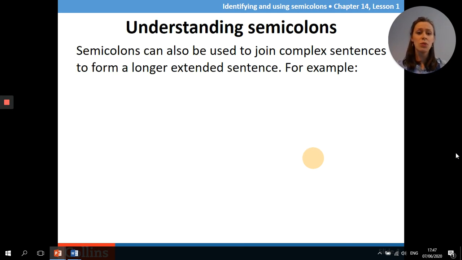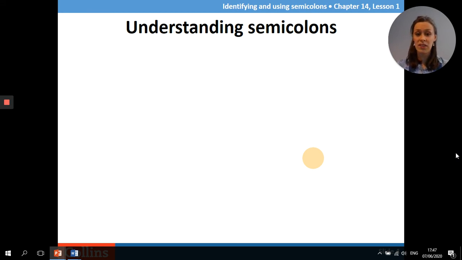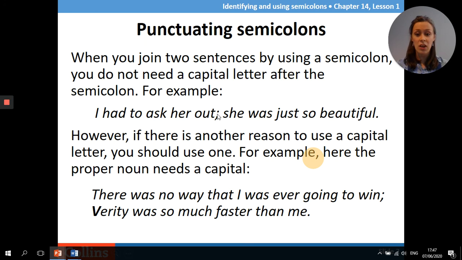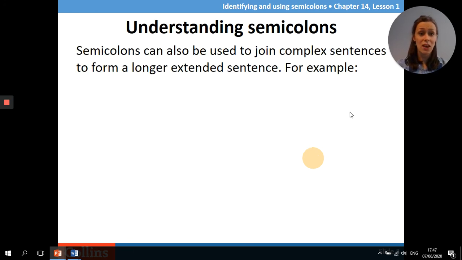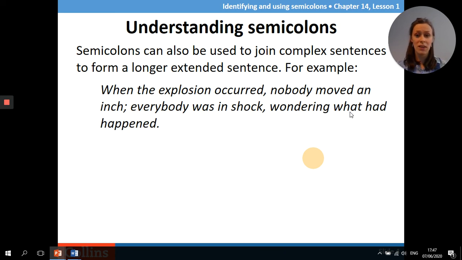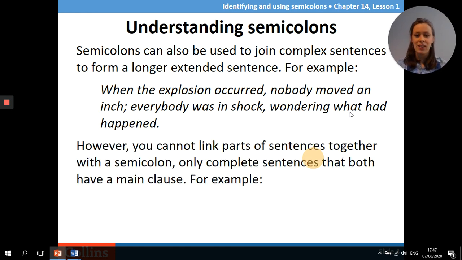Now, they can also be used to join complex sentences. In our previous examples, we just had a single clause either side. A complex sentence might well have commas in it. Here's an example. When the explosion occurred, nobody moved an inch; everybody was in shock, wondering what had happened. That's an absolutely fine sentence.